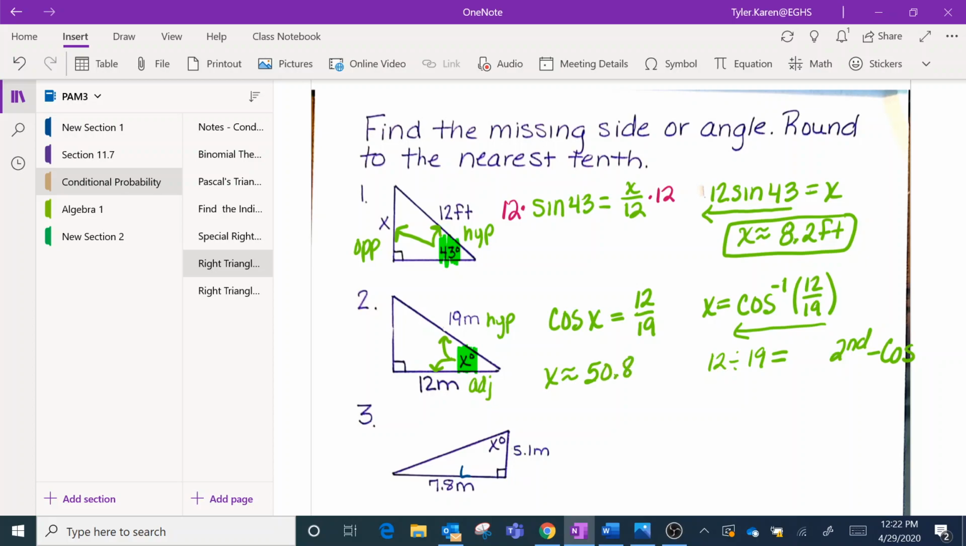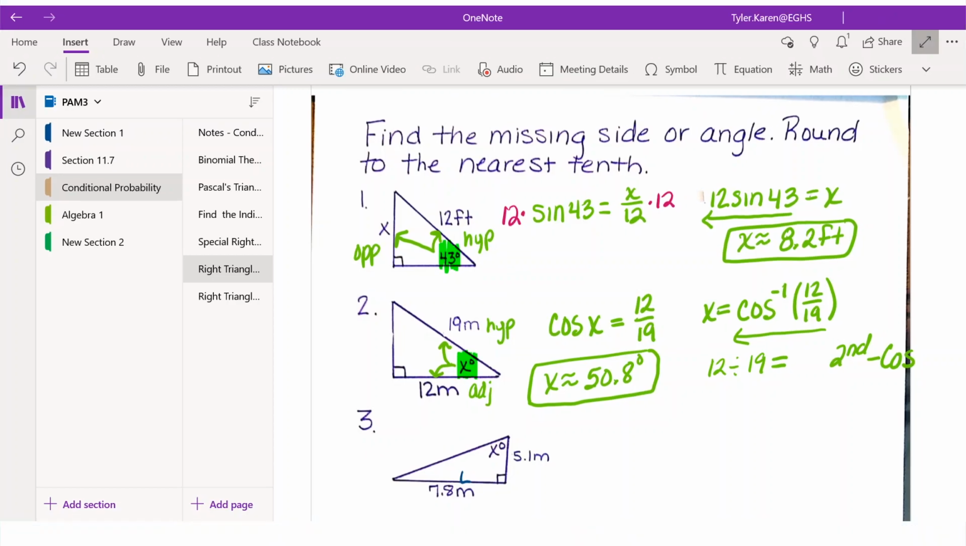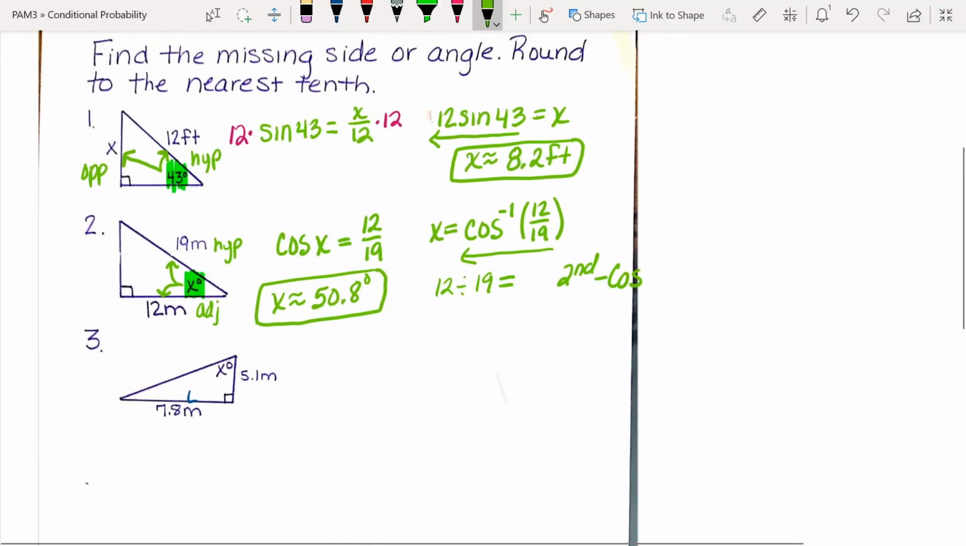50.8. Now, this time we're not looking for a length, we're looking for an angle measure, so that means we need to put a little degree symbol on there. So it's approximately 50.8 degrees. All right, we've got one more to go.